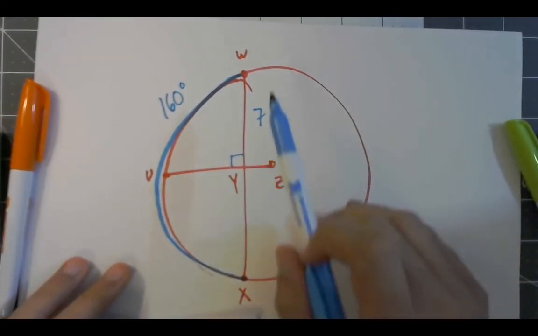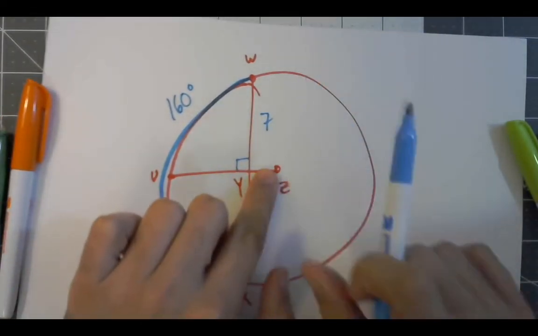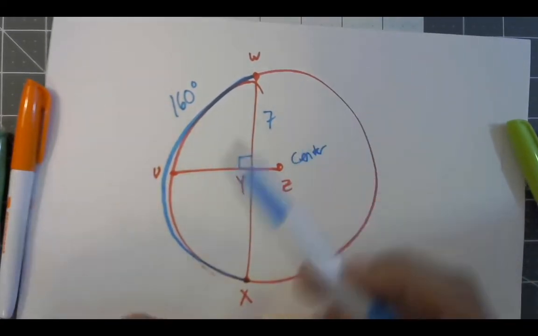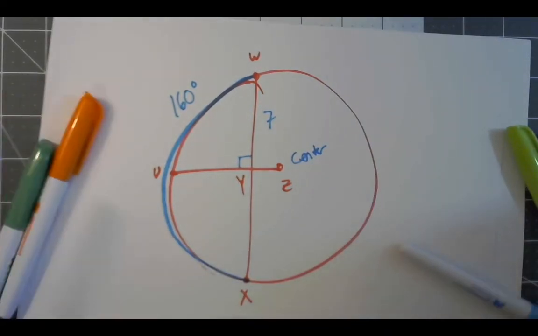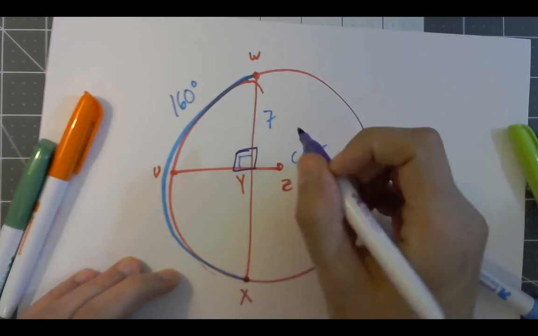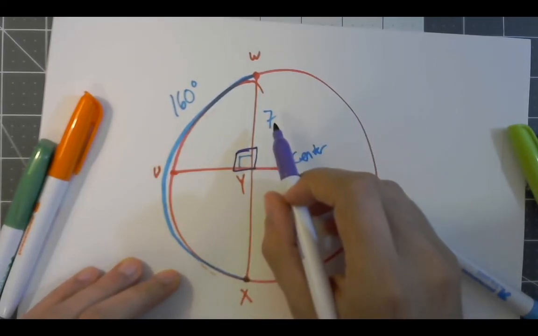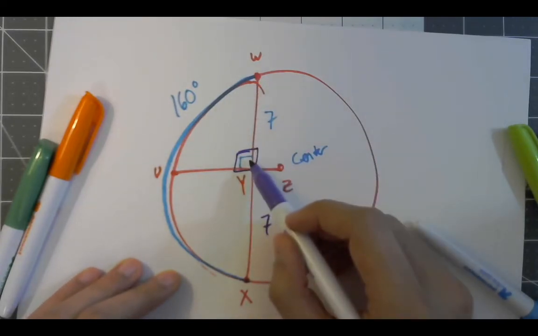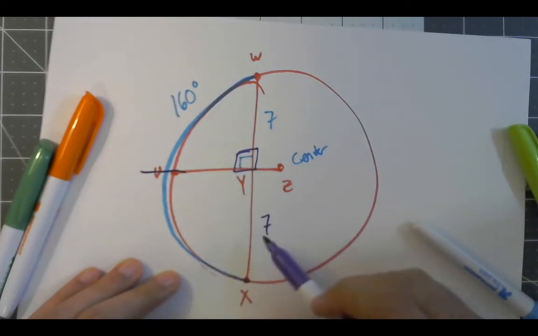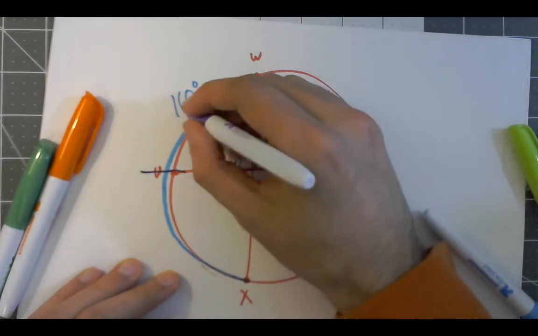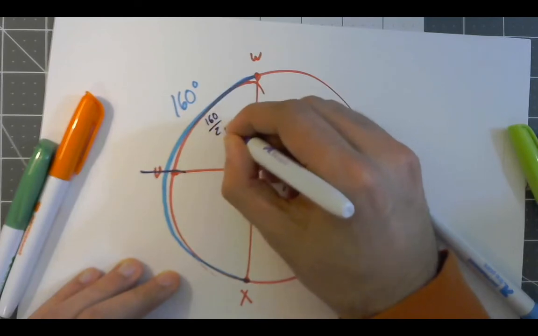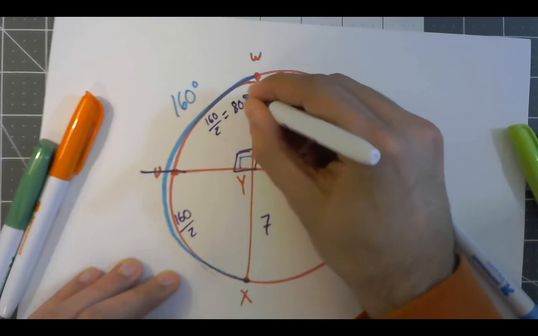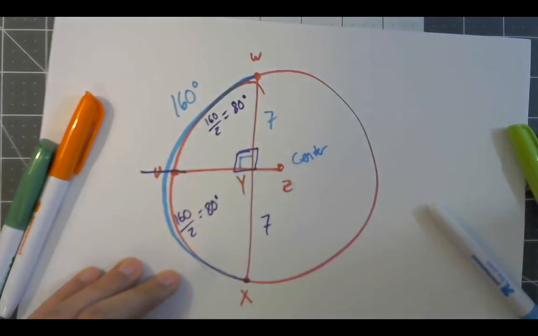All right, so there's our problem. This is everything we're given. We have a chord cutting through, and this is our center. This is our most important thing. In your notes, I would highlight this piece, because it's going to tell us this is cutting over here, so that's 7 as well. But also, it means we're cutting this arc in half. So we take 160 divided by 2, and this piece over here is 80 degrees, and this piece over here is 80 degrees.